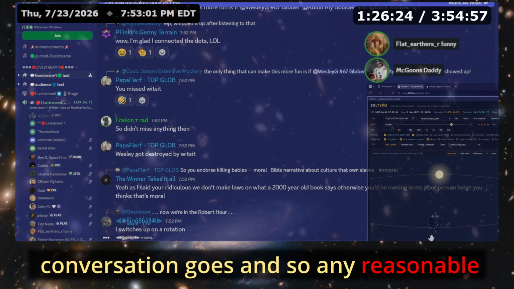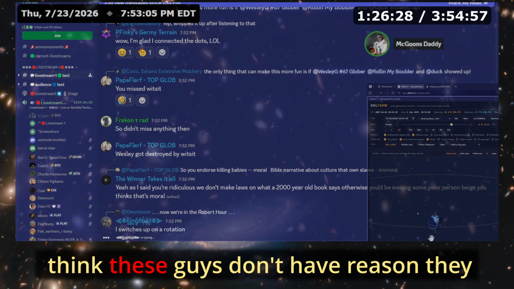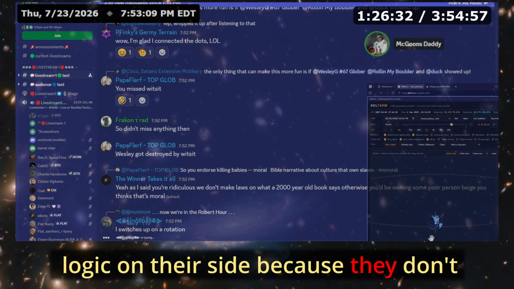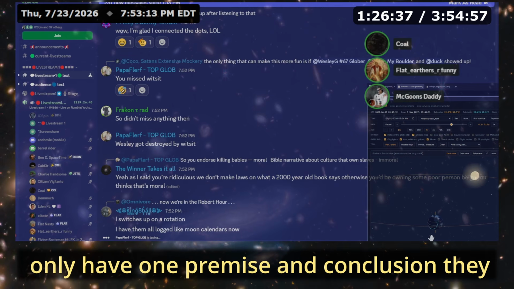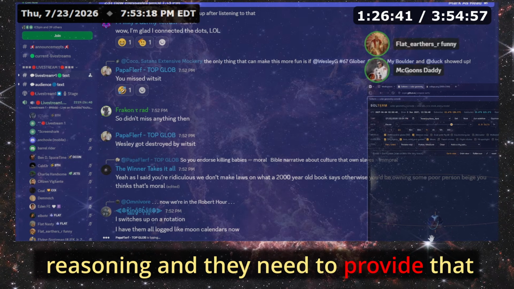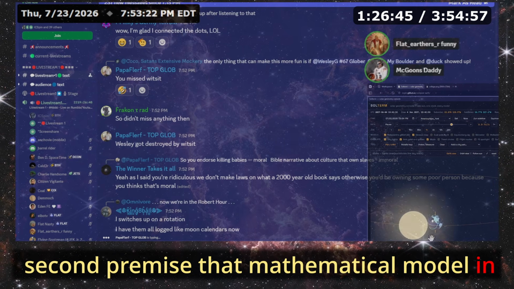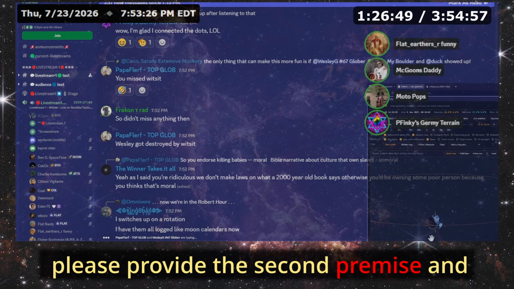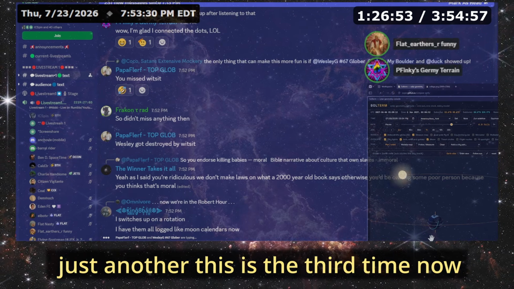And so any reasonable man listening to this argument would think these guys don't have reason, they don't have logic on their side, because they don't have two premises and a conclusion. They only have one premise and a conclusion. They're fundamentally flawed in their reasoning, and they need to provide that second premise, that mathematical model, in order to make the conclusion. Could you please provide the second premise and make an argument for the globe? Thank you. Amen.